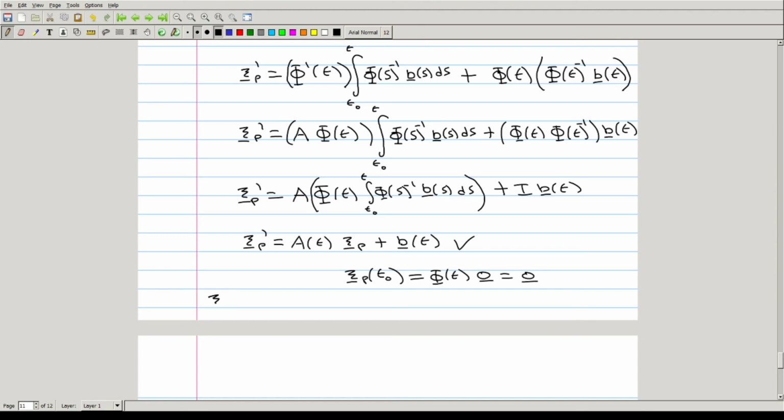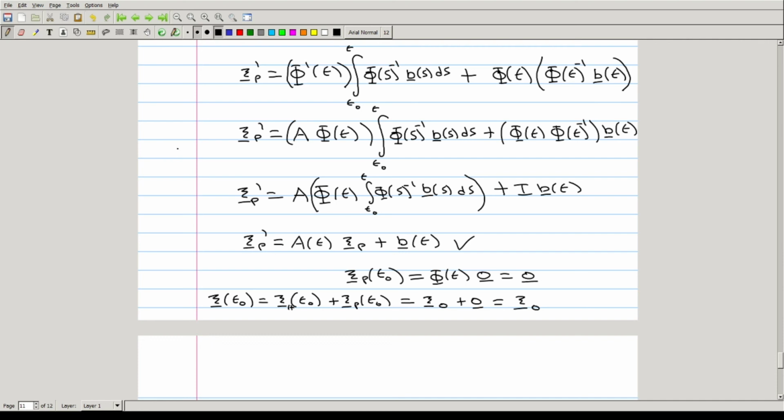which means that the general solution at t naught will be the homogeneous solution at t naught plus the particular solution at t naught, which is xi naught plus the 0 vector, which is just equal to xi naught. So this is really incredible. This gives us a full generalization of the variation of constants formula, but to first order systems of differential equations.